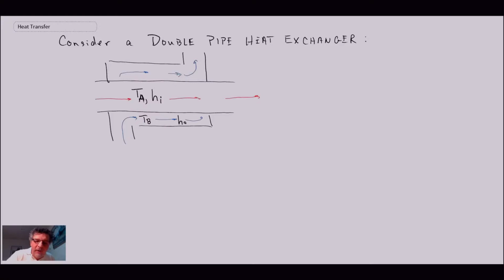Now we want to express this using thermal resistances. If you recall, we looked at that quite a long time ago in the course, but we're going to pull that out now and use it. So let's draw our thermal resistance circuit and then the different thermal resistance values.